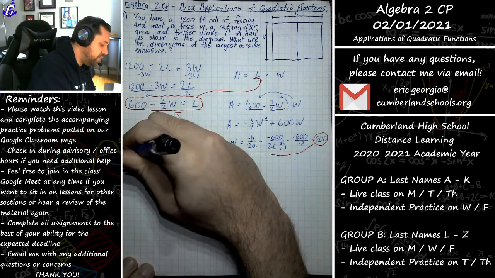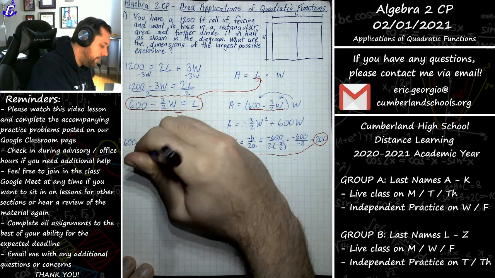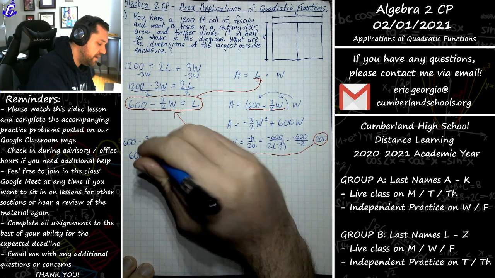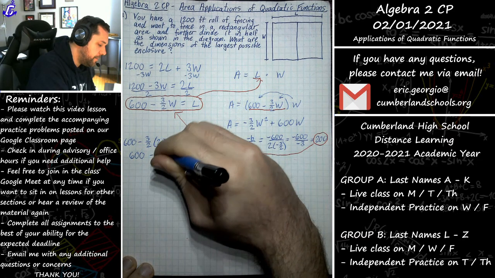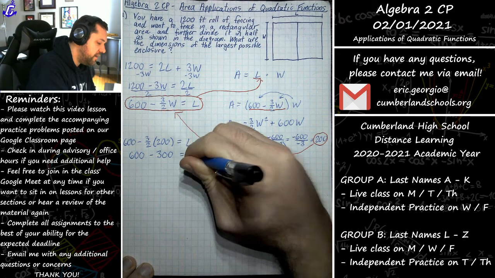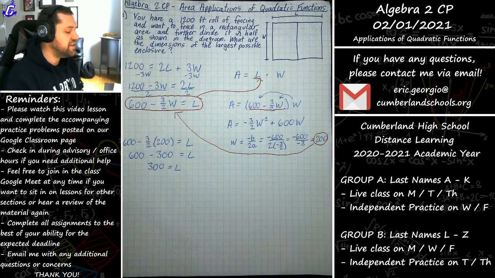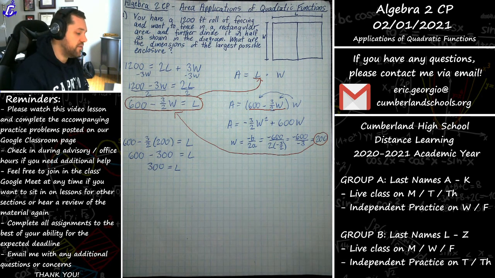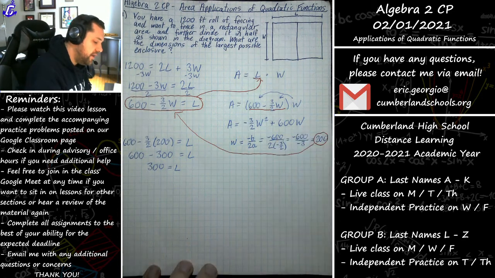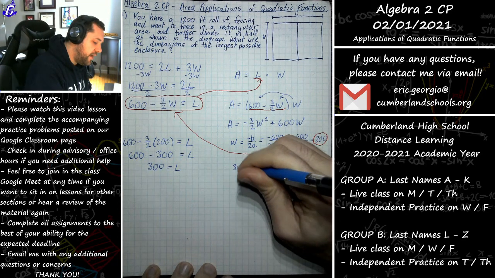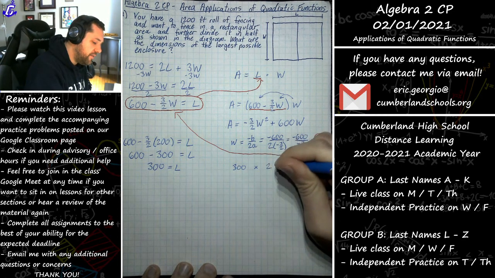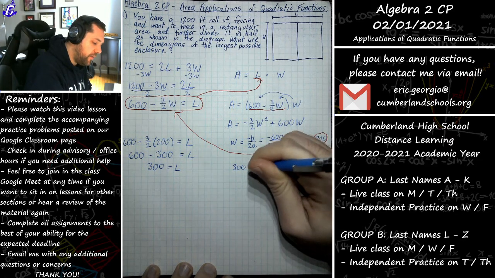Anyway, to find the length, we would now say that 600 minus 3 halves times w is going to be 600 minus 300, which is equal to L. And so we would get that the length is 300. And so the dimensions of this enclosure that would result in the largest possible area would be 300 for your length by 200 for your width. Okay, and that's feet for both.